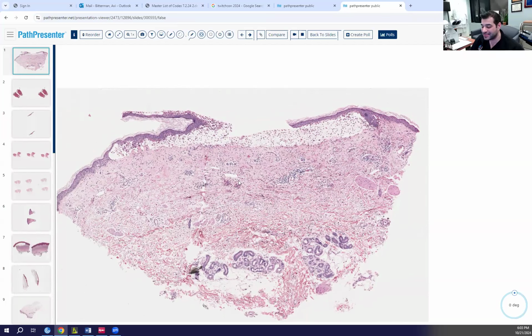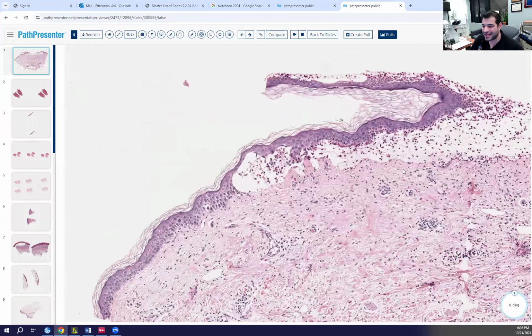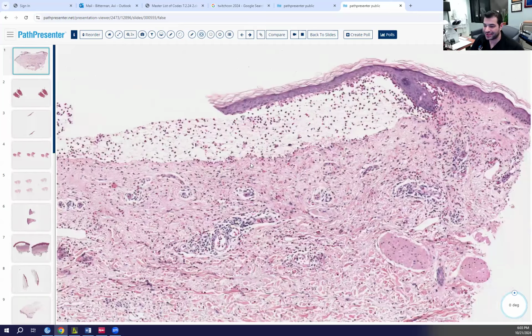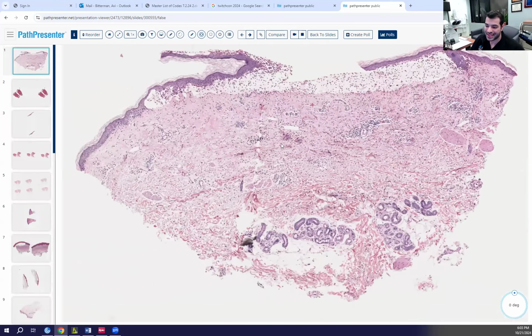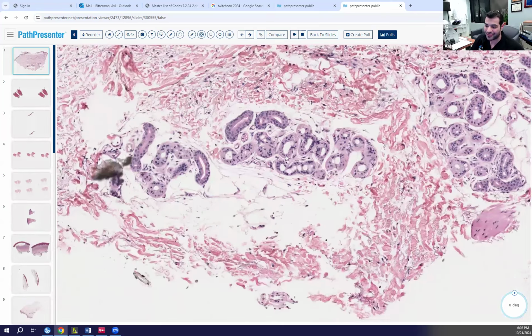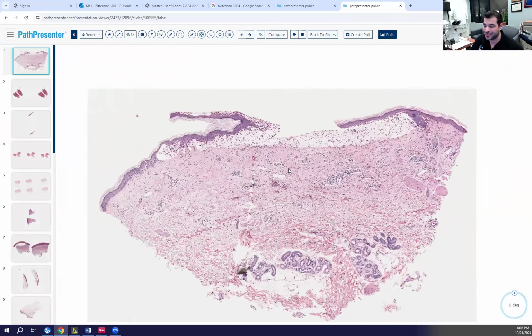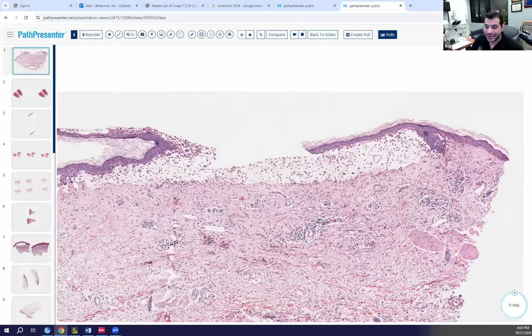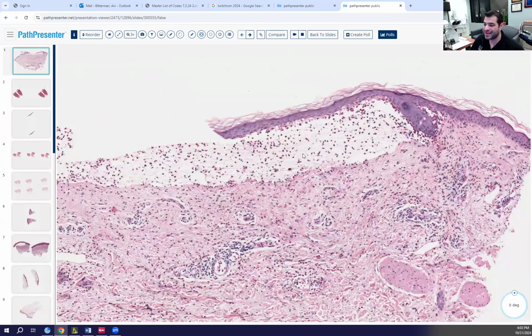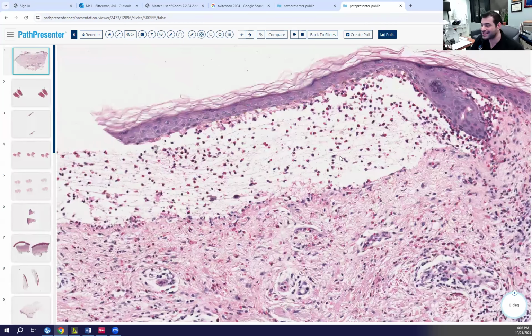So you can see bullous arthropods, but it doesn't tend to have this clean of a split, and it peters out. There's really not a whole lot of inflammation down here. Bullous arthropods are much more exuberant than this. But yeah, this is your classic example of BP.